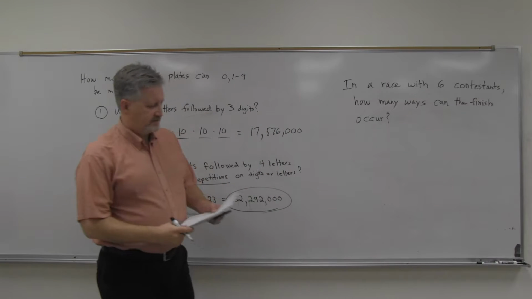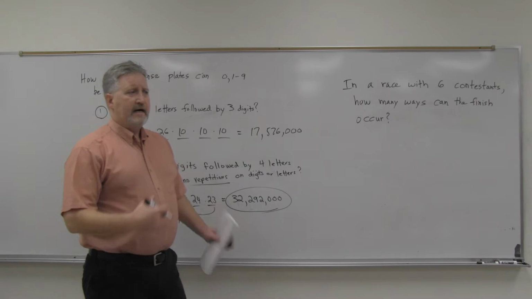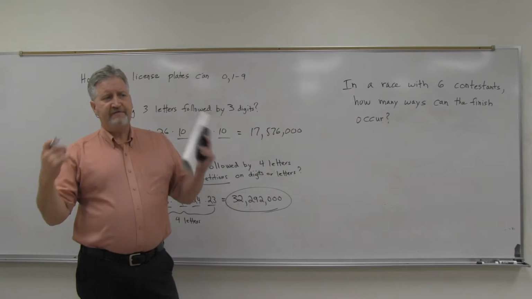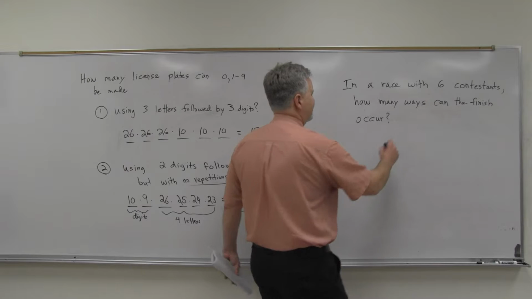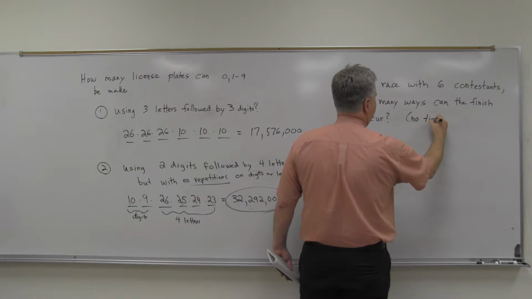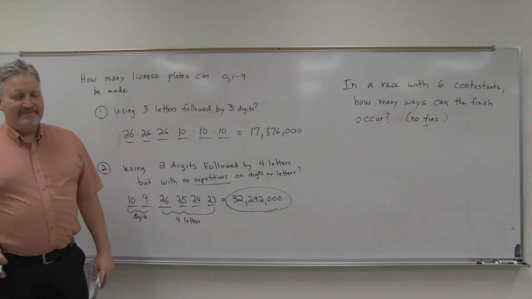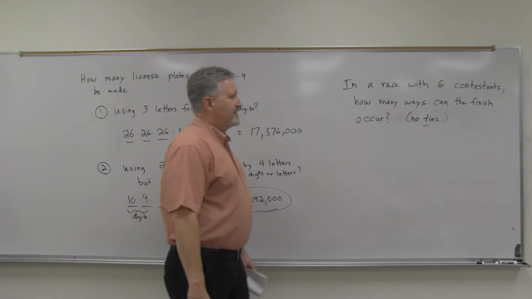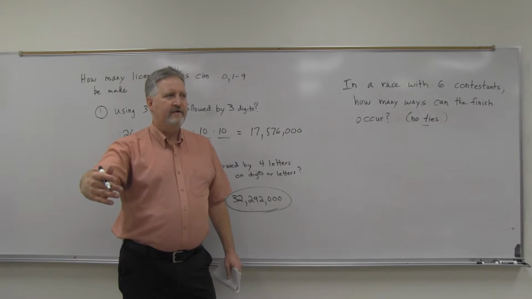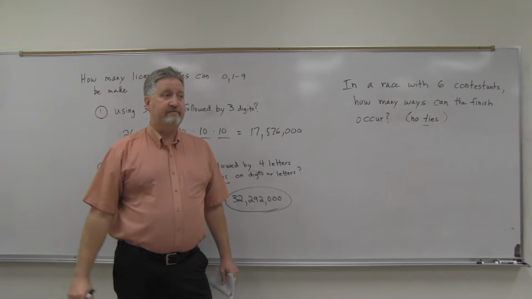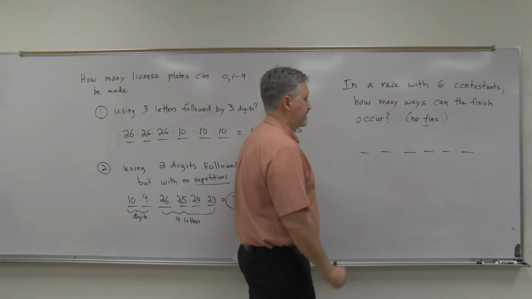A race with 6 contestants, how many ways can the finish occur? And so it's a definite first through 6th place. There's no ties. We're not going to go into that possibility. That would change things up a little bit, but yeah, no ties. So we've got a race with 6 contestants, 1st place through 6th place. What I want here is a blank for each place: 1st place, 2nd place, 3rd, 4th, 5th, and 6th place. So a blank for each place.